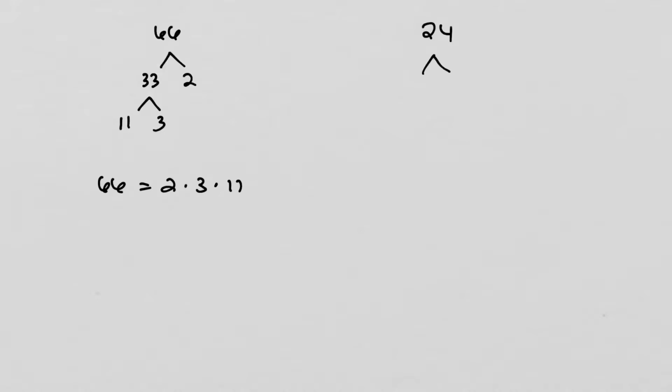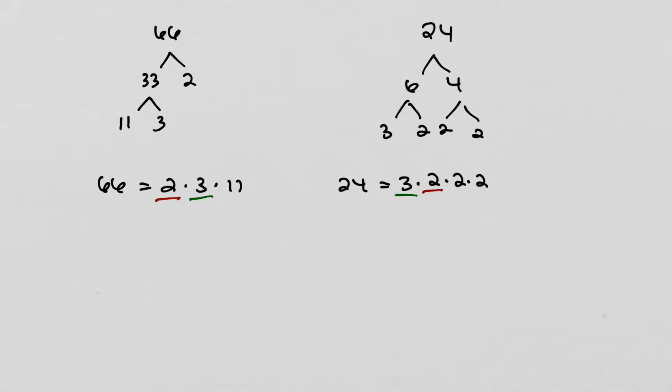Right? 24, that's the same thing as 6 times 4. 6 is 3 times 2, and 4 is 2 times 2. So 24 equals 3 times 2 times 2 times 2. Right? So if you're looking for common factors, they both have a 2 in them, and they both have a 3 in them. Right? So what we can do is combine these together and say the GCF, the greatest common factor, is equal to 6.